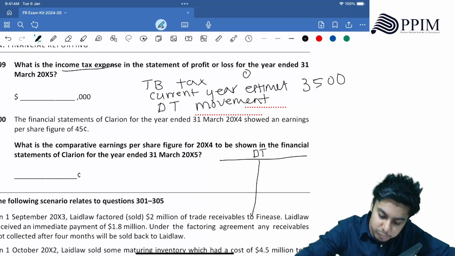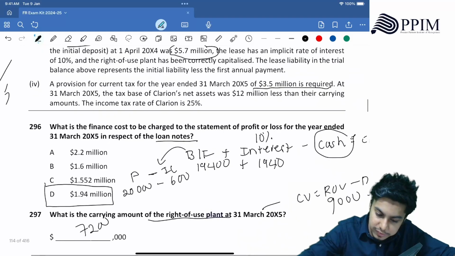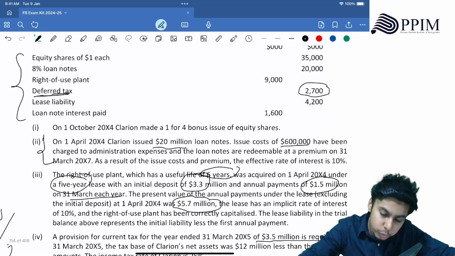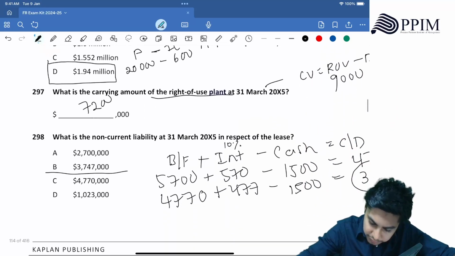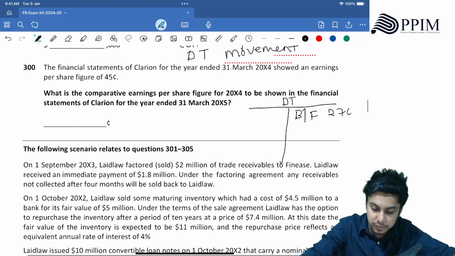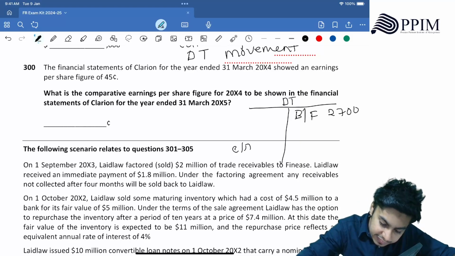Step number 1 is brought forward. From where can you get the brought forward? Previous page, trial balance. Let's go to the trial balance. How much is the deferred tax brought forward? 2,700. First copy that one, guys, in your T account. 2,700. Done. Next one, carried down.